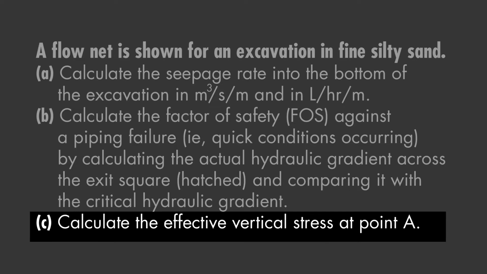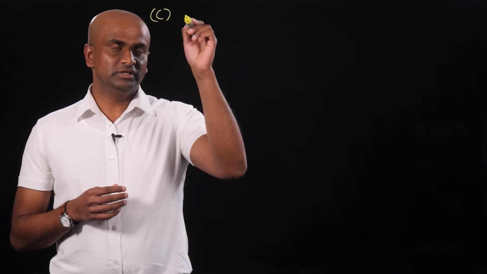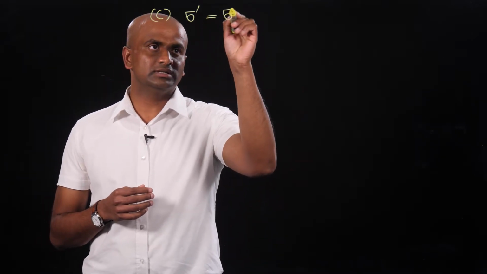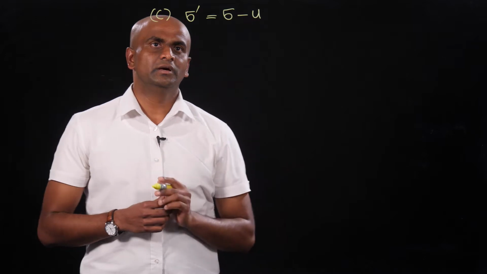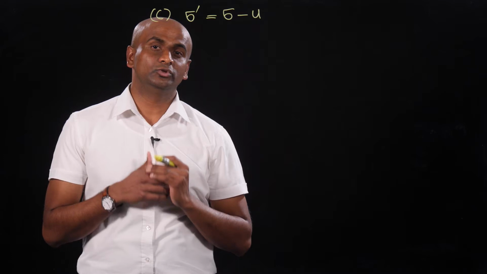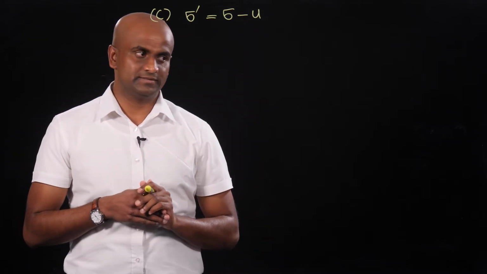Part C of this question asks you to calculate the effective stress at a given point A, which is within the downstream side of the soil. To calculate the effective stress, we know that we need to use the effective stress law. Any effective stress is equal to the total stress minus pore water pressure. So in order to calculate the effective stress at point A, we first need to calculate the total stress at point A and then the pore water pressure, and the difference will be the effective stress.